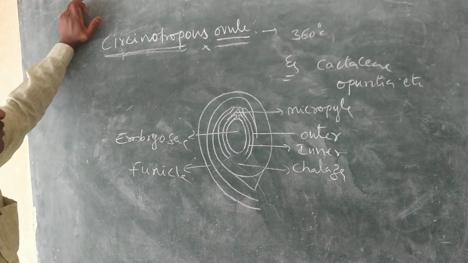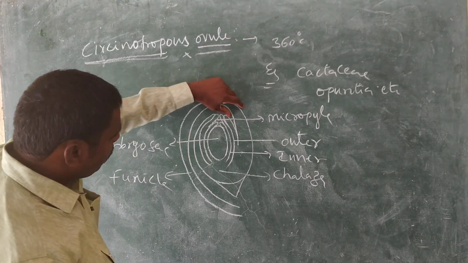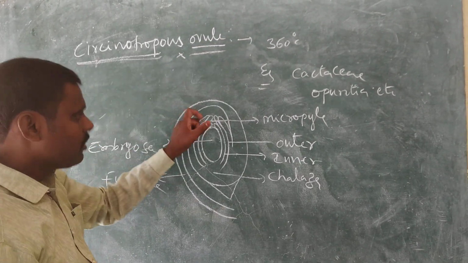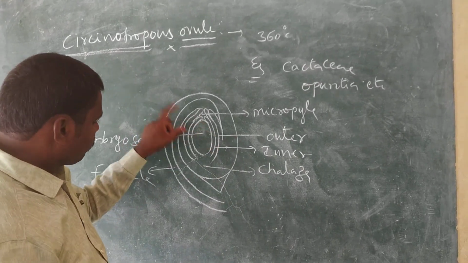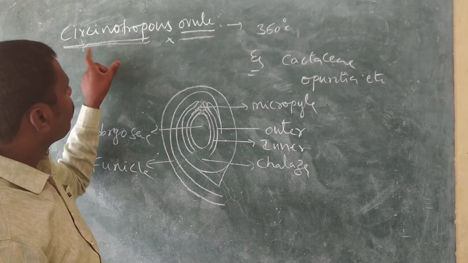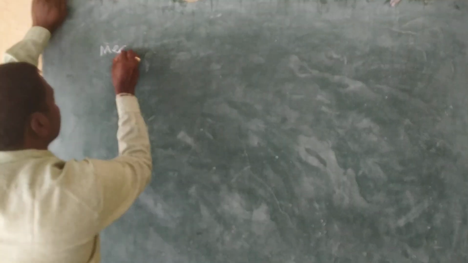In succinotropous ovules, the degree of curvature is 360 degrees. The funiculus takes a complete turn around the ovular body. Hence these types of ovules are called succinotropous ovules. Example: Cactaceae, Opuntia.